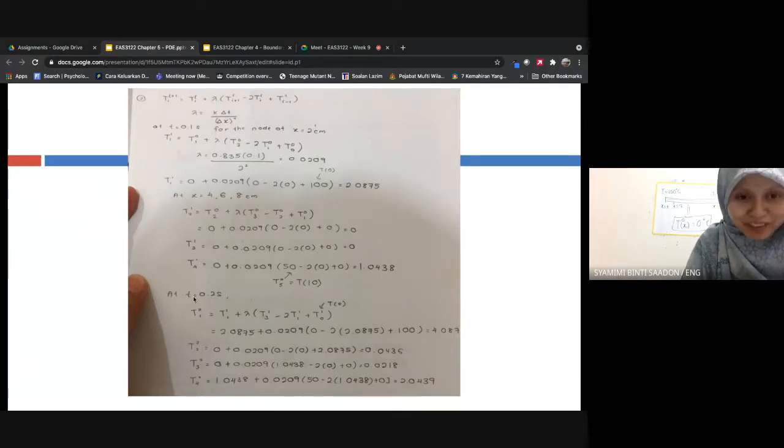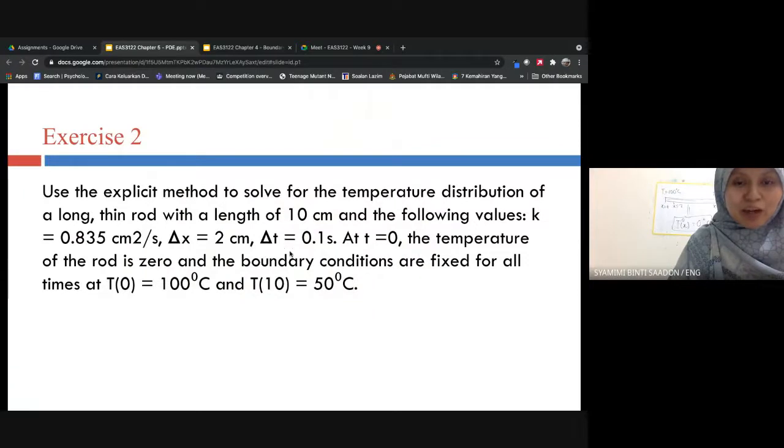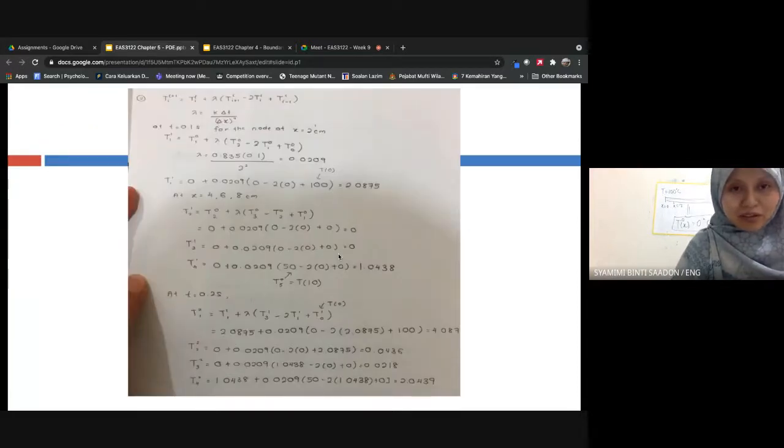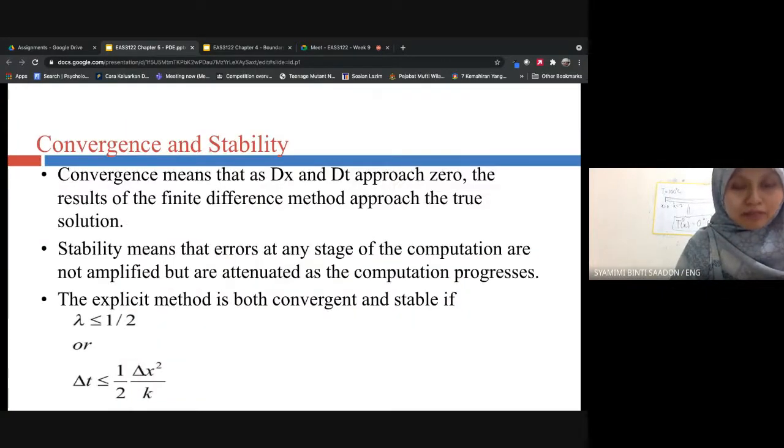Then we repeat the same thing for t equals 0.2 second. Again, we calculate T12, T22, T32, T42. So we have all these answers, you can try later on. Actually, in this problem, it is not given how many times we have to repeat, so I just show the example until 0.2 second, because it is not stated until what time.